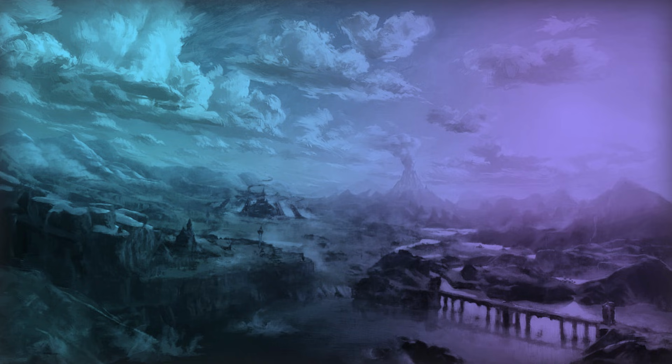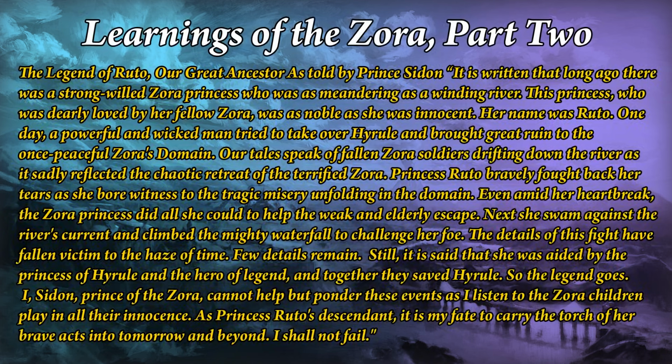So in this monument, Sidon says, long ago, there was a strong-willed Zora princess who was as meandering as a winding river. This princess, who was dearly loved by her fellow Zora, was as noble as she was innocent. Her name was Ruto. One day, a powerful and wicked man tried to take over Hyrule and brought great ruin to the once peaceful Zora's domain. Our tales speak of fallen Zora soldiers drifting down the river as it sadly reflected the chaotic retreat of the terrified Zora. Princess Ruto bravely fought back her tears as she bore witness to the tragic misery unfolding in the domain. Even amid her heartbreak, the Zora princess did all she could to help the weak and elderly escape. Next, she swam against the river's current and climbed the mighty waterfall to challenge her foe.